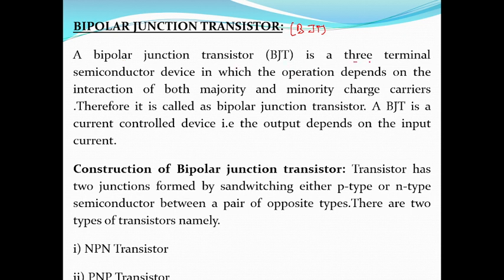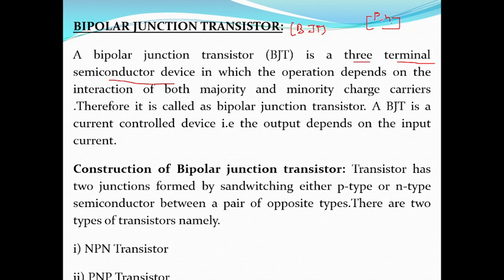Now see here, it has three terminals. It is a three-terminal semiconductor device. If I take a PN junction, it has only two terminals, a P terminal and an N terminal. But in a bipolar junction transistor, it has three terminals.